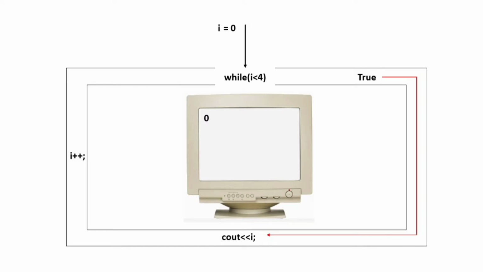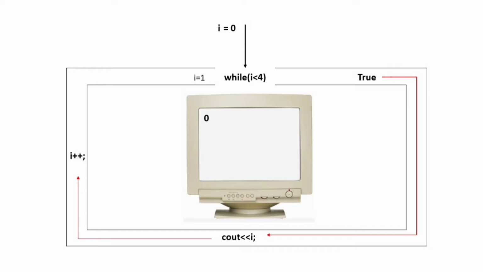That will be printed. After printing the value of I, next statement is I plus plus. Incrementing the value of I by 1. I is 0. That will be incremented to 1. Again it will go to while loop. Again it will check the condition.